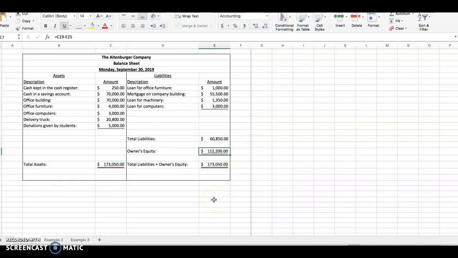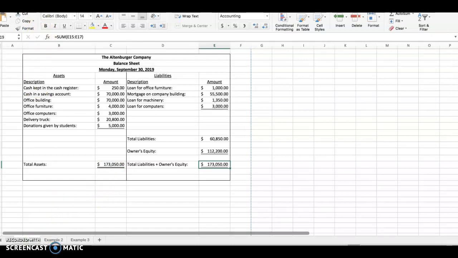The last thing on the right side of the balance sheet is simply adding these two numbers. Total liability plus owner's equity equals $173,050. So it does balance. This is based on the accounting equation that you should be familiar with by now. So this is how a balance sheet should look. When you set up a balance sheet, I want it to look like this. Assets on the left, liabilities and owner's equity on the right. You add up those two and you have a total that should equal total assets.